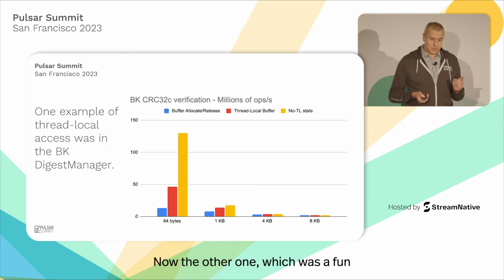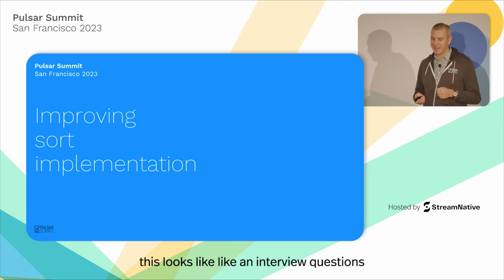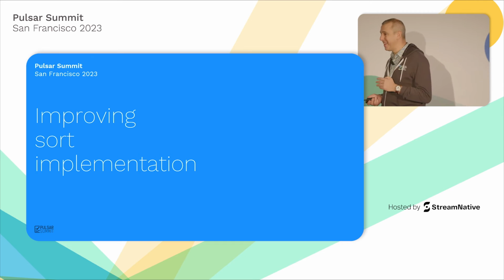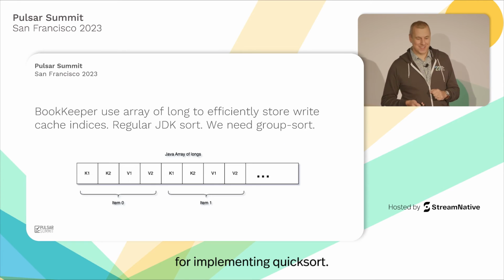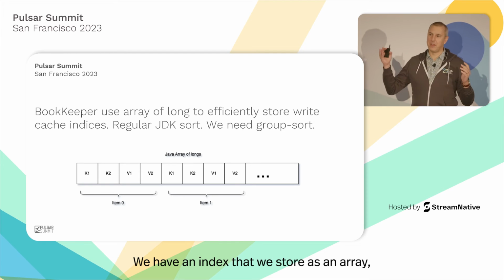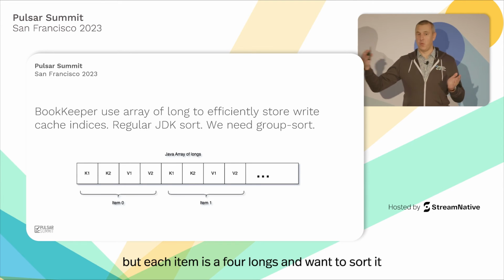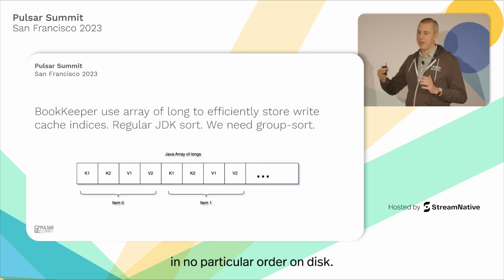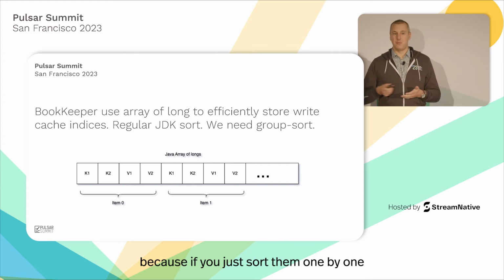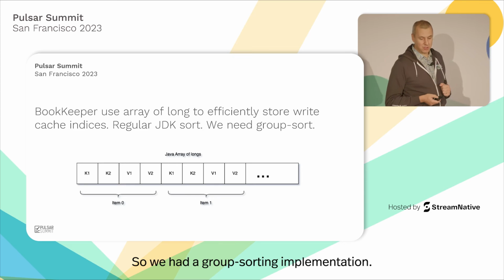Now, the other one, which was a fun one here, is improving sort. Again, this looks like interview questions, like write a quick sort. And sometimes there are good reasons for implementing quick sorts. One example is in BookKeeper, in the write cache, we have an index that we store as an array. So it's an array of longs, but each item is 4 longs. And we want to sort it to write the data back in a particular order on disk. You cannot use just JDK sort, because it sorts one by one and not 4 by 4. So we had a group sort implementation.